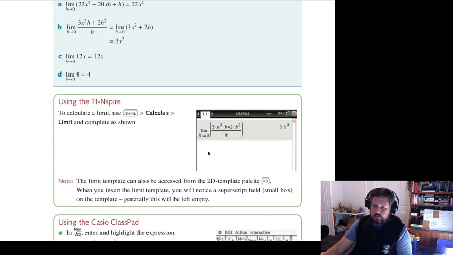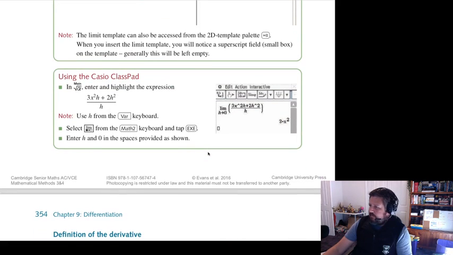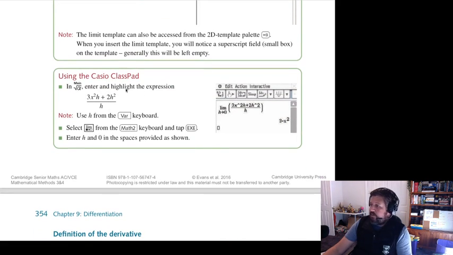Good news is you can do these things with your CAS calculator. I'd encourage you to have a go at actually trying to evaluate a limit. It says here use the h from the variable keyboard, so you know how to pull that up on your screen. Pop that in. There is a limit button in Maths 2, filling out the template, and it will be able to evaluate that for you, which is useful.